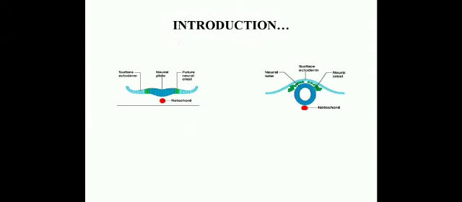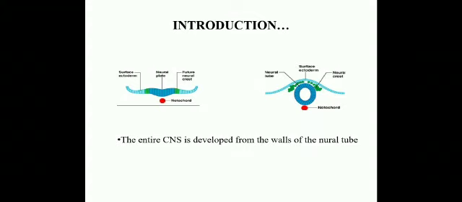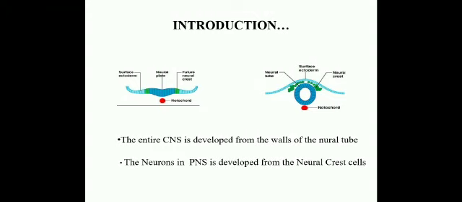So, we have seen the central nervous system is developed from the walls of the neural tube. Here you can observe that circular structure which is blue in color. That is the neural tube, giving rise to the entire central nervous system, and the neural crest cells are represented here by green color. They give rise to the peripheral nervous system.